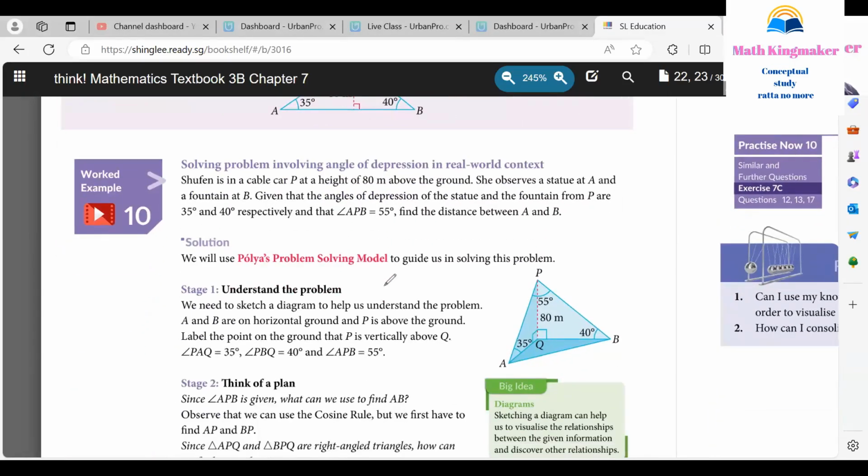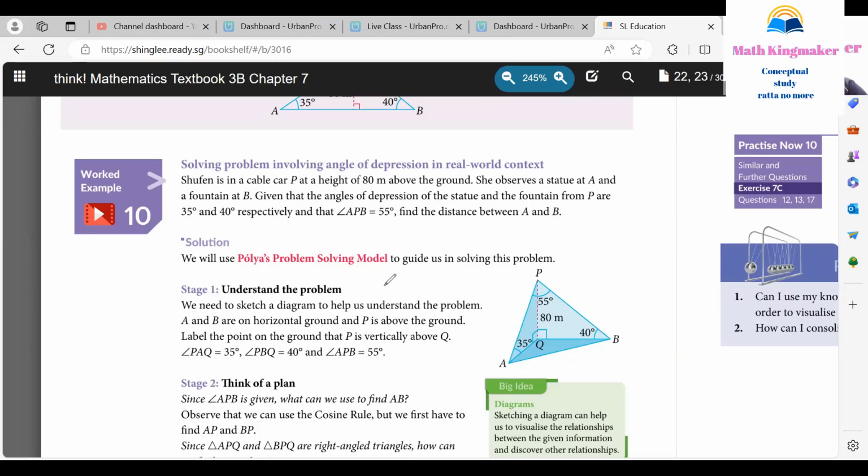So, solving problems involving angle of depression. I told you what an angle of depression is. Now they have explained this question, whatever we discussed above. Actually it was like this, because A and B will be on the same level, and P is at some height from A and B. So this is the explanation of the previous question.